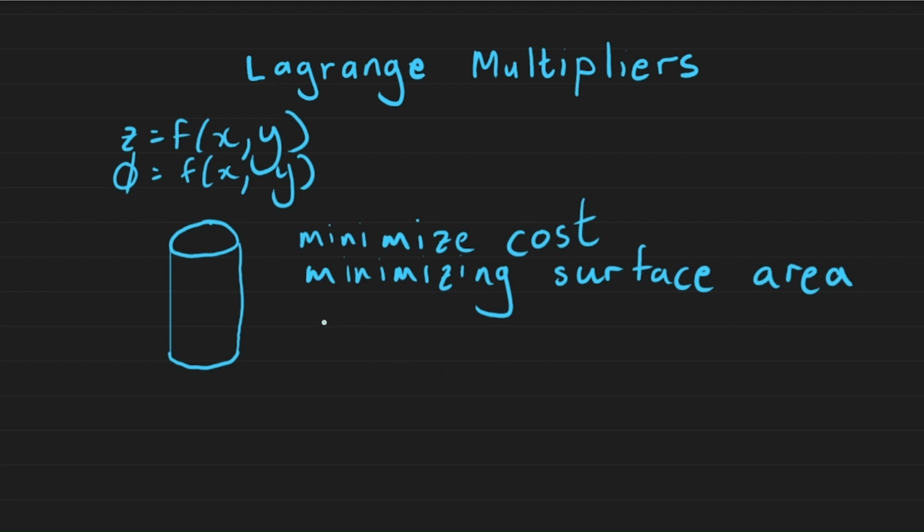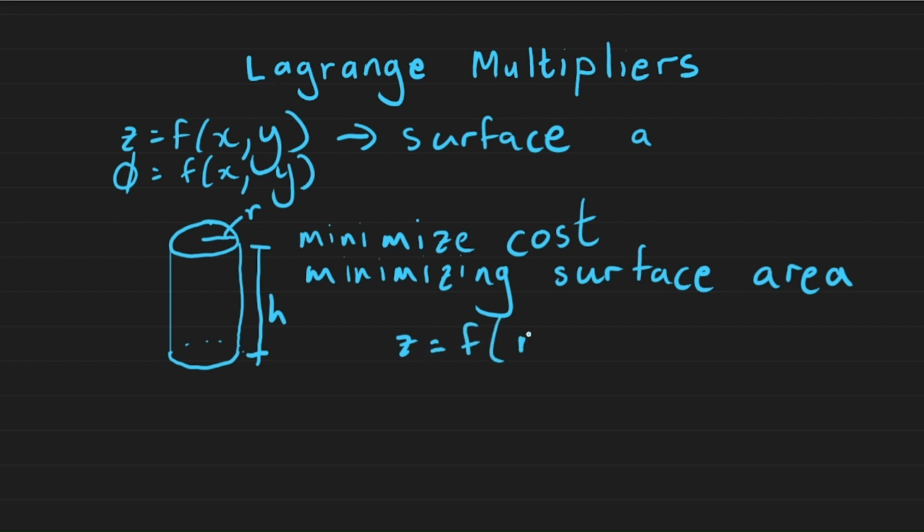So we could think of z as being the surface area, and this is a function that we want to minimize. So z, we could think of this as being the surface area. It's a function. And the variables, instead of x and y, we would have r and h. So r would be the radius of this tank, and h would be the height of the tank. So z is a function of r and h. We want to minimize the surface area.